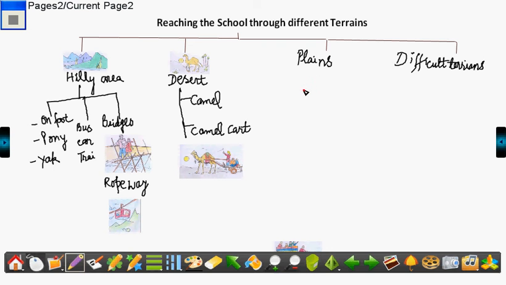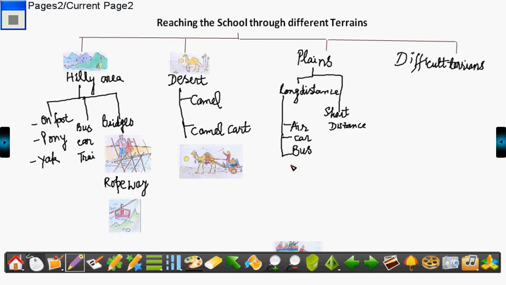In plains, the mode of transport may vary. For long distances and for short distances, right? For long distances we use a very common mode, that is by air. You may use your car, land transport. Another very common land transport is bus, etc.